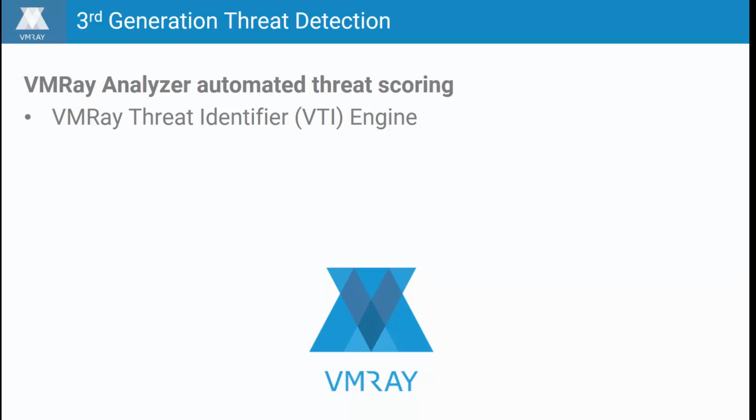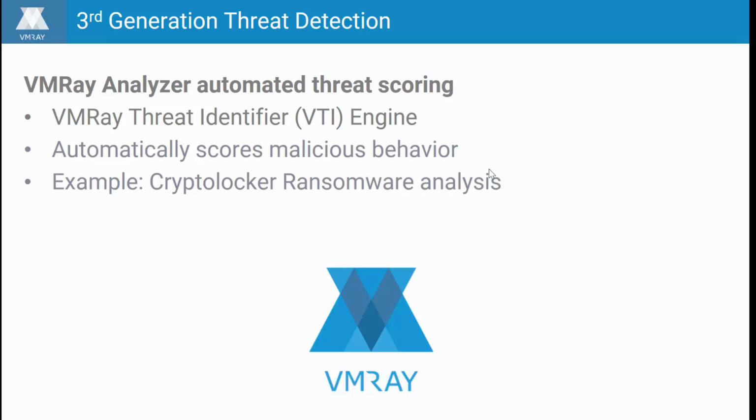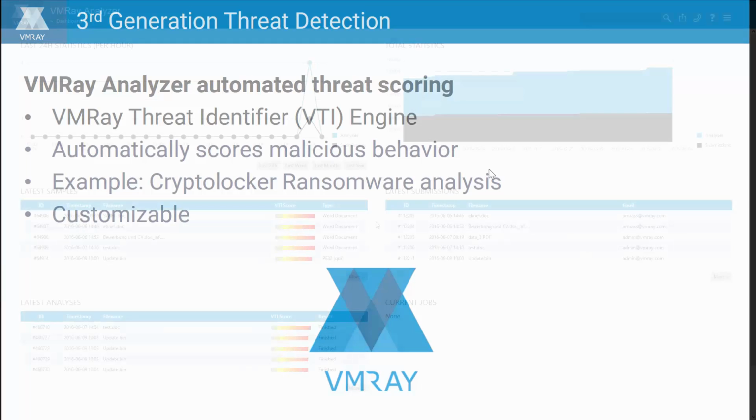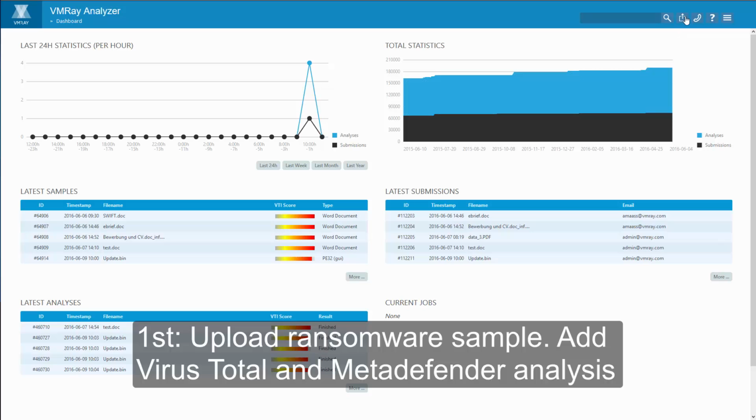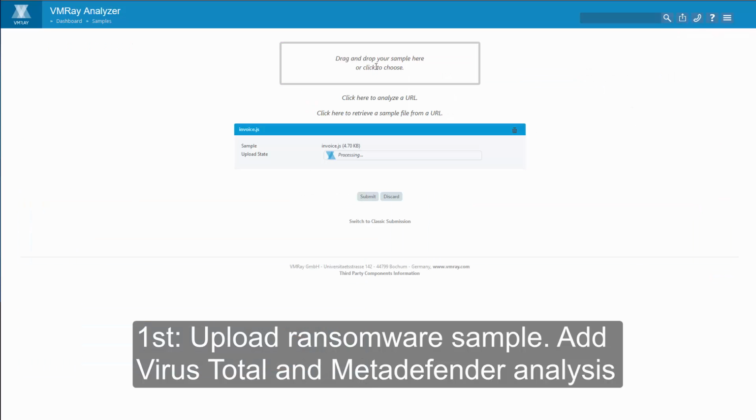In this video, we're going to show how VMRay Analyzer's VMRay Threat Identifier, or VTI engine, can be used for doing automated scoring of malicious behavior. We're going to show this with an example of analysis of a common Cryptolocker ransomware. In the next video, we'll also show how the VTI rules can be tailored through customization for your own target environment. First up, we upload the ransomware sample through the VMRay web interface.